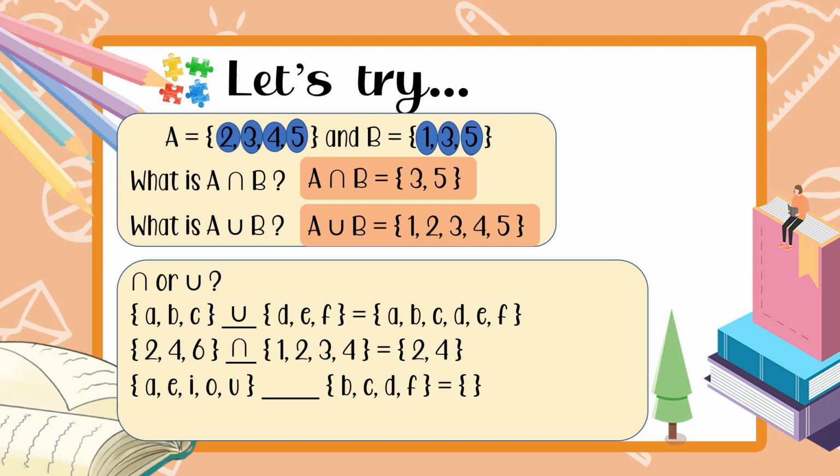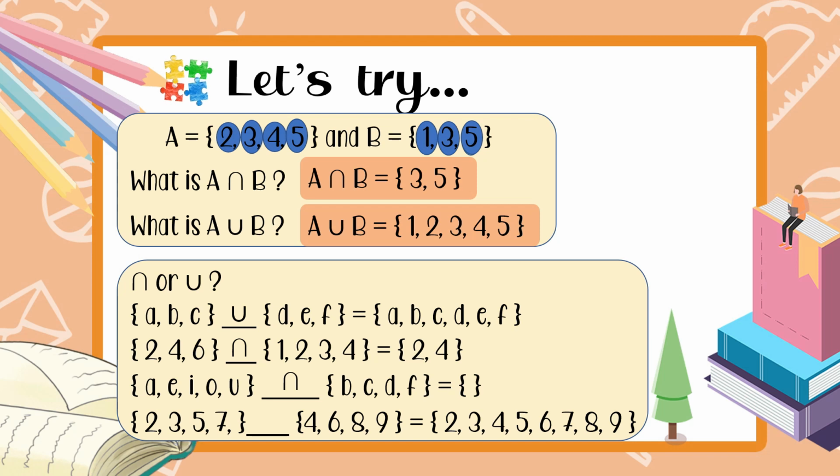How about this? We have AEIOU blank BCDF and the result is a null set. Intersection or union? This is an intersection. Dahil sa first set, we have AEIOU, wala siyang similarity doon sa kabilang set which is BCDF. Kaya yung resulting set natin is a null set or an empty set. So wala siyang kapareho, kaya intersection.